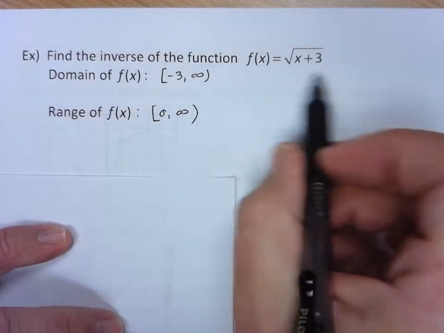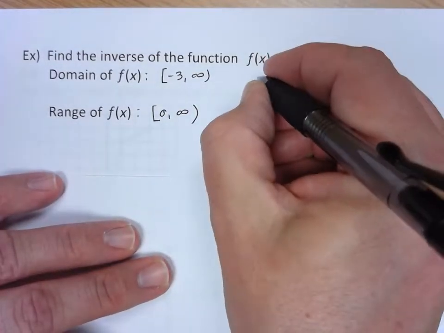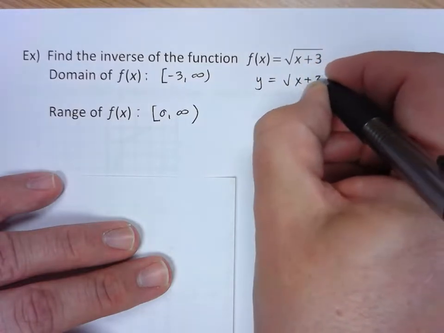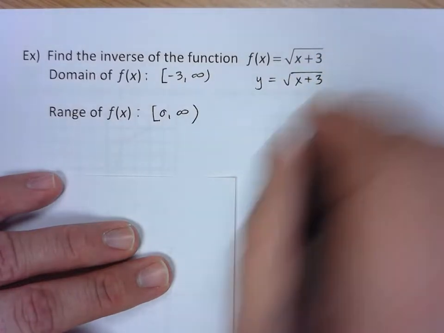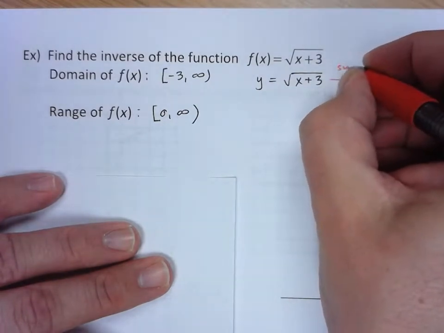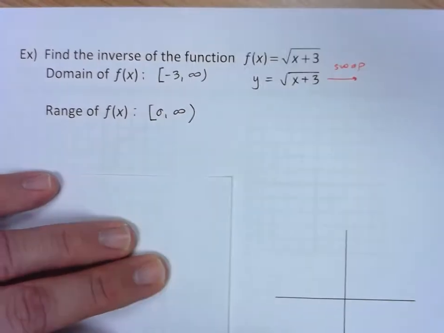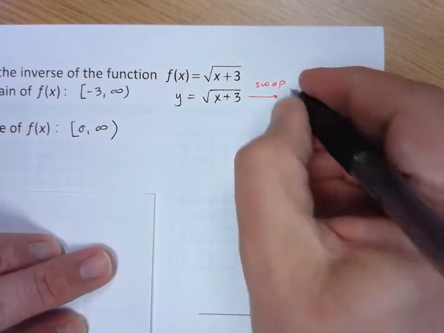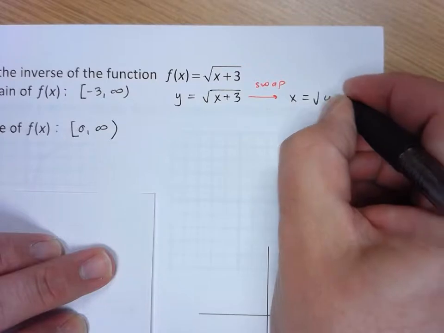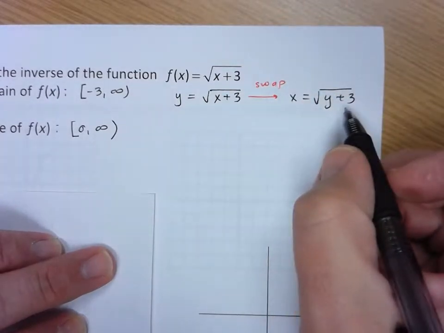When we go through the process of finding the inverse for this function, this is my original function, y equals the square root of x plus 3. We're supposed to go through the swap to actually create the inverse. So if I swap the x and the y, then I turn this into x equals the square root of y plus 3. And there are only 2 steps involved in solving this for y.